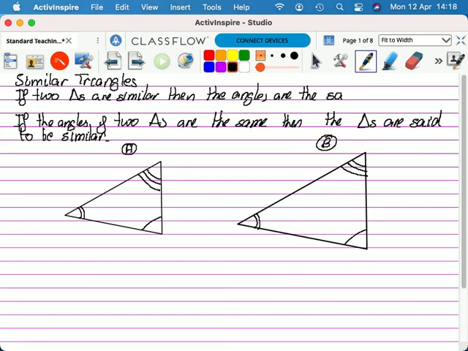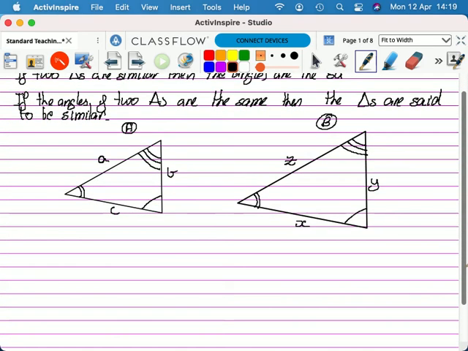This triangle here has got lengths a, b and c. And this triangle, just to mix it up, is x, y and z. And we know that they're similar triangles because they have the matching angles. But similar triangles have a special property, and in order to identify that special property quickly, we draw a table. So I'm going to draw a table for triangle A and triangle B.